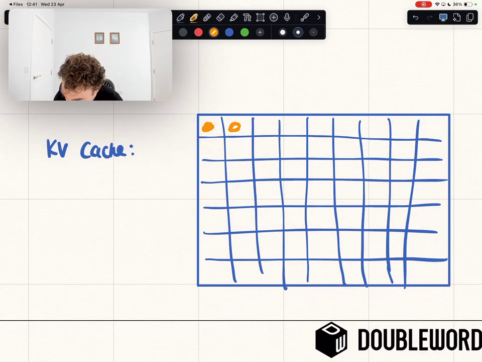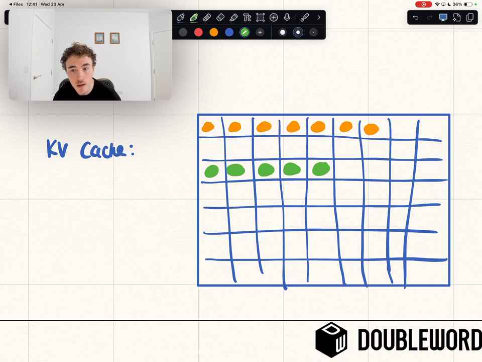So, for example, if I have two users currently interacting with my system, user 1 in orange might be using 7 tokens in my KV cache. Maybe they had a request with 4 tokens and the model has generated 3 tokens for them. And user 2 in green is maybe using 5 tokens. 2 tokens of prefill, 3 tokens of generation or something like that. And I can have many more users, many more colors. And each user takes up a slot in this KV cache.